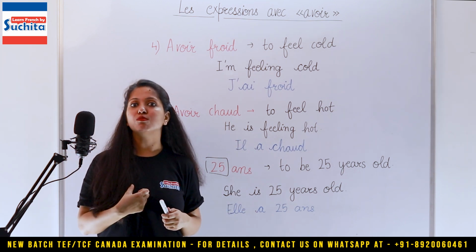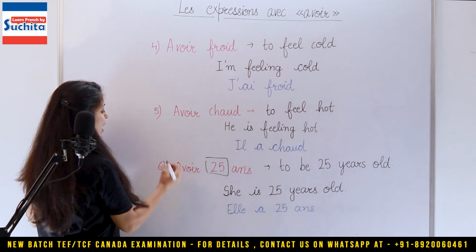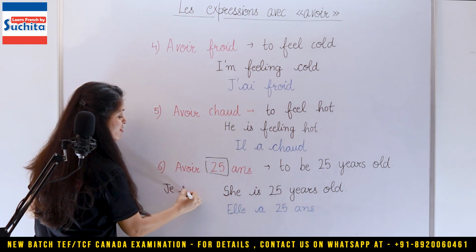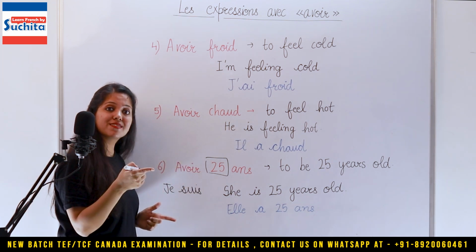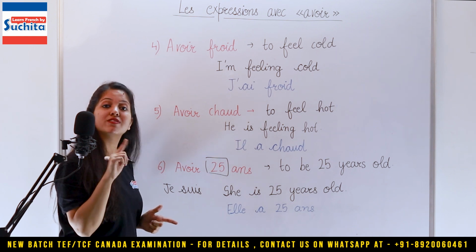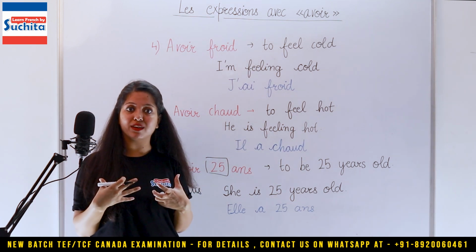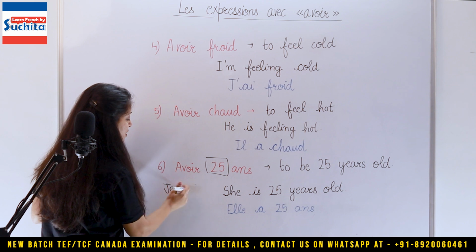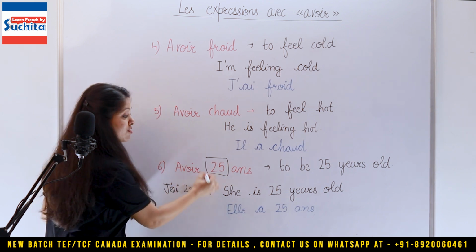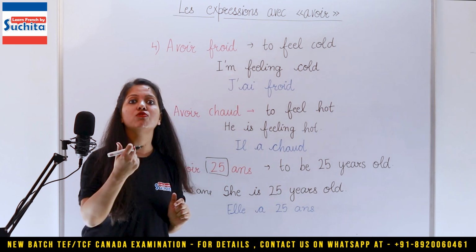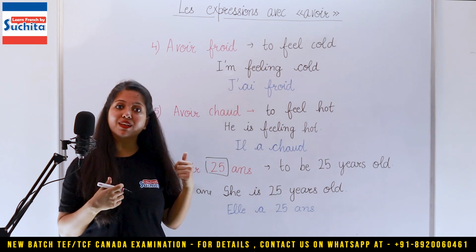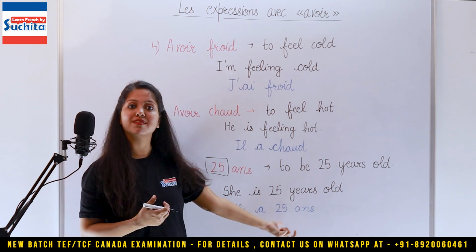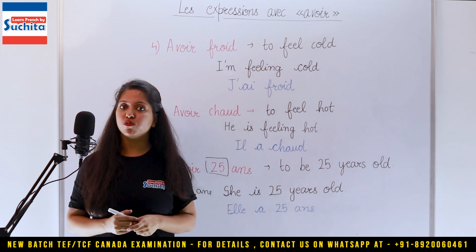If you want to say I am 25 years old, literally I am would be je suis, and je suis is the verb être, which is incorrect. So you don't say je suis 25 ans. In fact, you say j'ai 25 ans. So j'ai 25 ans, tu as 25 ans, il a 25 ans, elle a 25 ans. She is 25 years old.